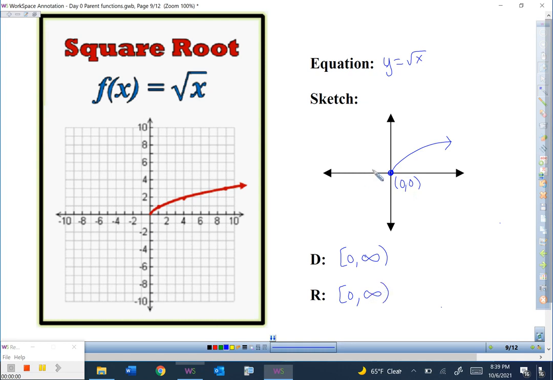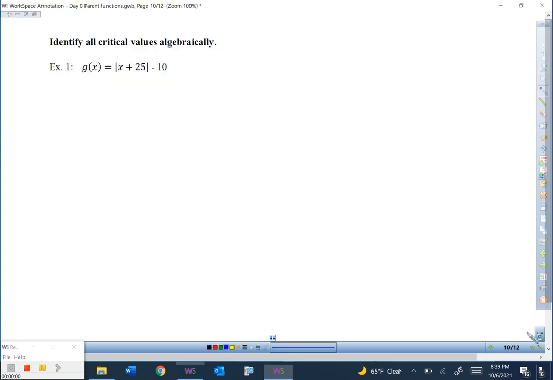These points and asymptotes are going to be important for us to determine the shape of graphs and how we can sketch things. Once we get to know these parent functions, we won't have to type as much into our calculator to be able to answer questions. We're going to practice a little bit with that on the back side here. It's going to ask you to identify all the critical values algebraically, and the purpose of this down the road is so that we can make sketches without using our calculator.